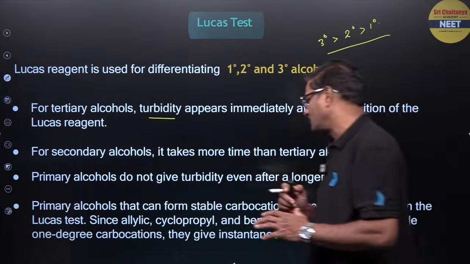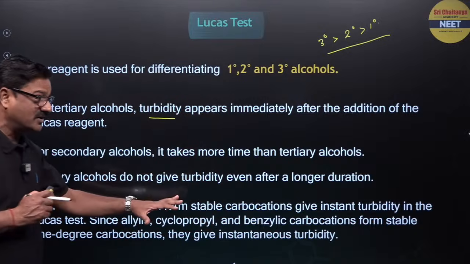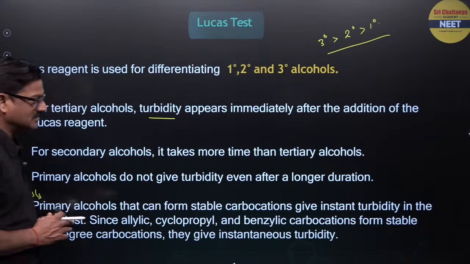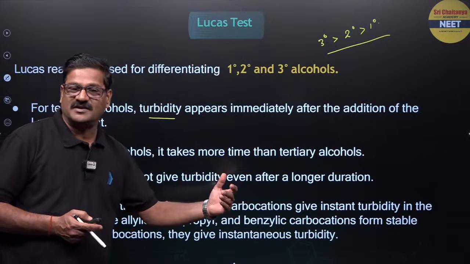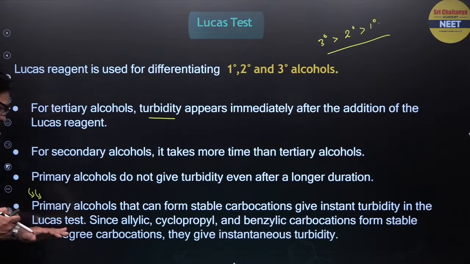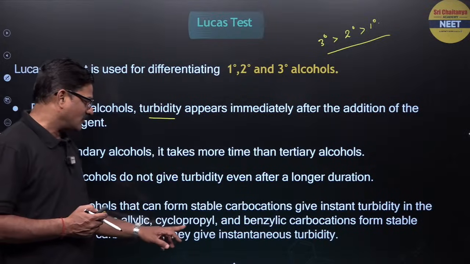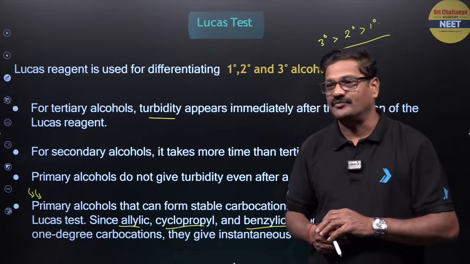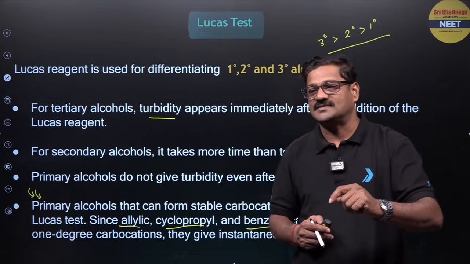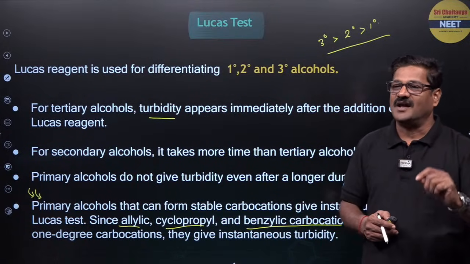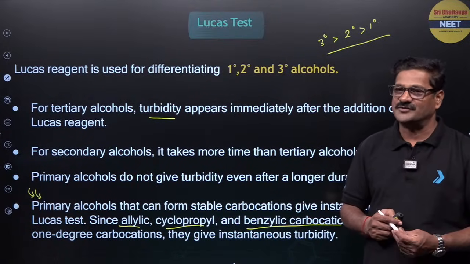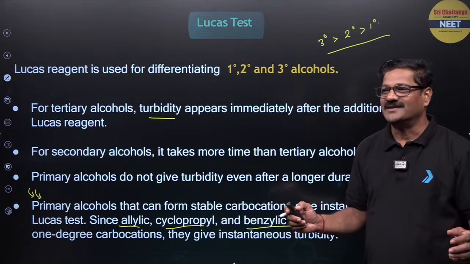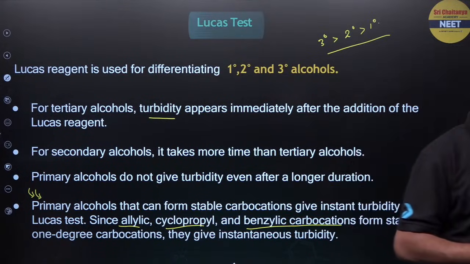And the primary alcohols that can form a stable carbocation give instantaneous turbidity. It is a noteworthy point, a super noteworthy point. And what are the other factors of the carbocation that can be formed, we will discuss. Since allylic, cyclopropyl and benzylic carbocations also form stable carbocations, they also give the Lucas test instantaneously, and immediate turbidity can be observed. Hope you understand. That is the last line, it is very important. Take a noteworthy point, everybody. Take a screenshot. 3, 2, 1, children.